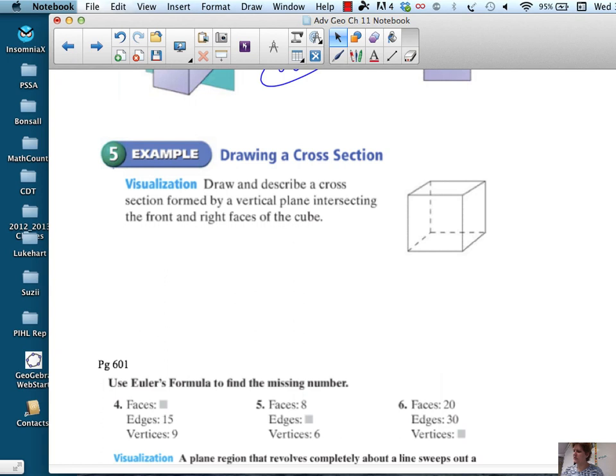Now the last problem, it says, draw and describe a cross-section formed by a vertical plane intersecting the front and right faces of the cube. Okay. So what we want to have is we want a plane to come through this, and we want it to intersect the front and the right. So what's going to happen is in order to intersect the front and the right, it's going to come through like here, and then it's going to create something that looks like that.